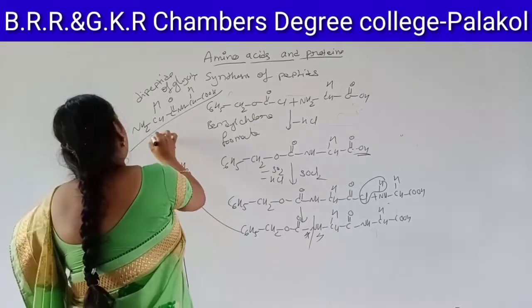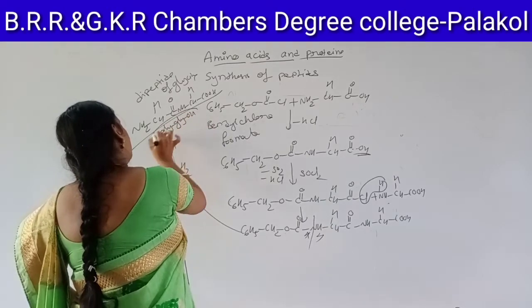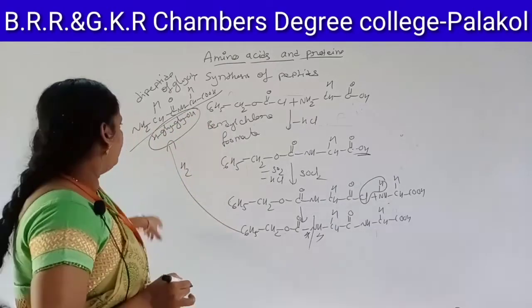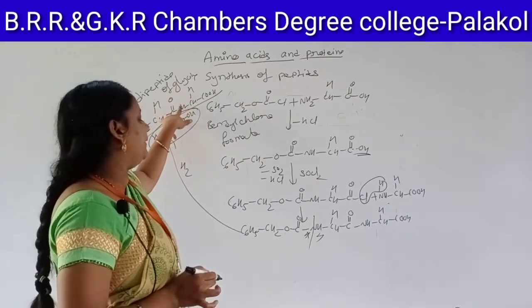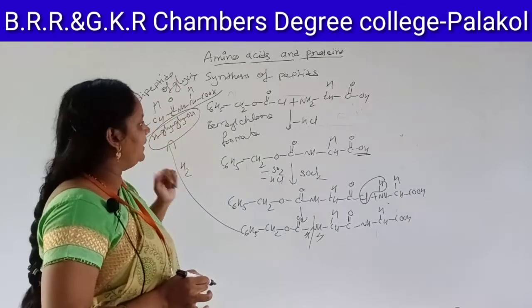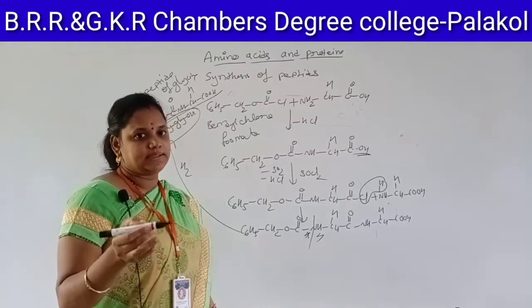How will we write H-Gly-Gly-OH in our peptide abbreviation? First we will write H, last OH, and the prepared glycine molecules, Gly. Okay students, in this way we can synthesize the peptide.